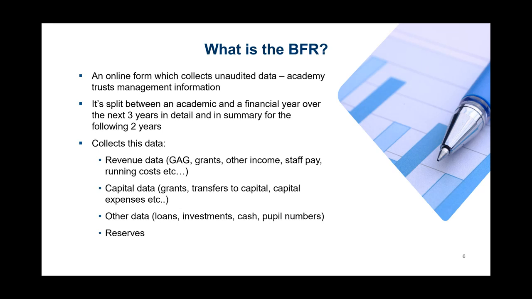It's split into 4 main sections. Your revenue section covers all of your GAG income, grants, other income, self-generated income, all the way through to your staff pay, utilities, all that kind of stuff. The capital section looks at grants, whether from the DFE, ESFA, or from local authority or diocese, any transfers to capital to help a self-build, and any general capital building work. The other data includes loans and investments, cash, and pupil numbers, and then the final section is all about reserves, and that'll be the breakdown between whether you direct pool, whether you don't, and any centrally held ones.